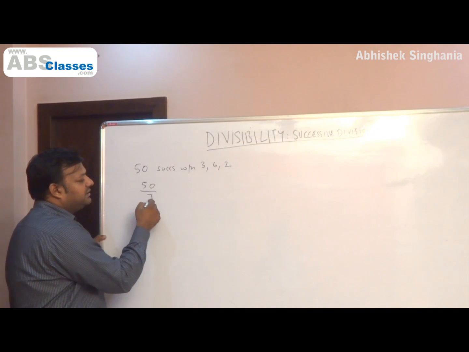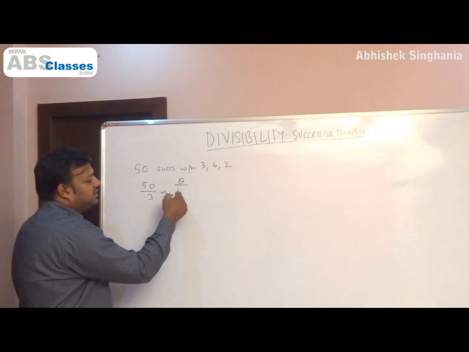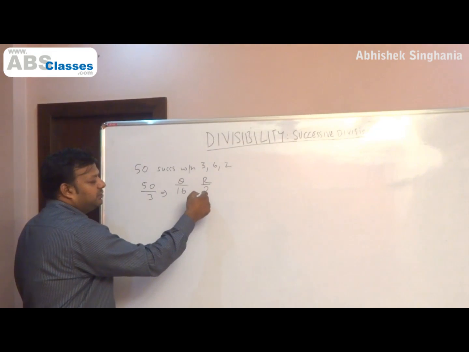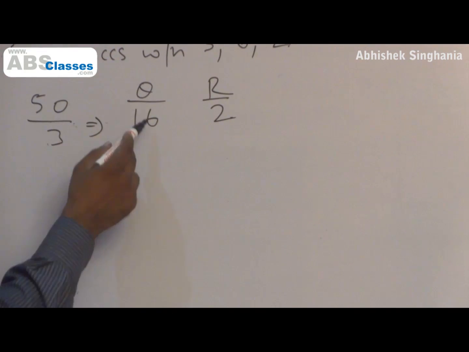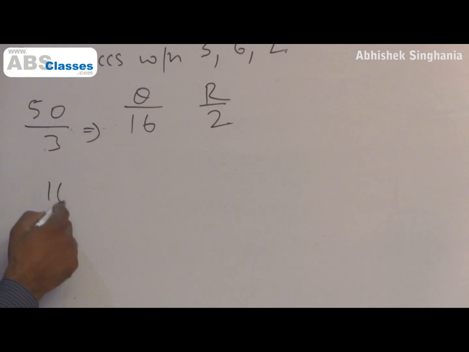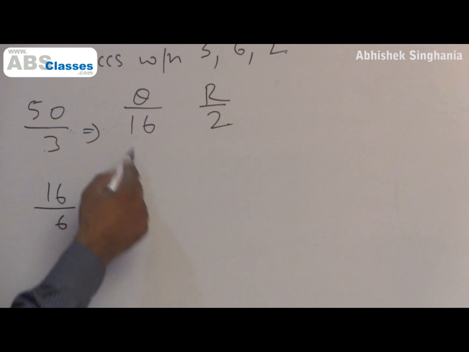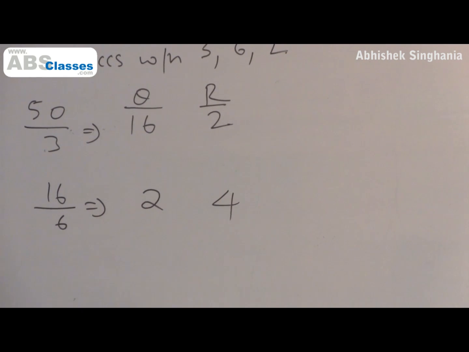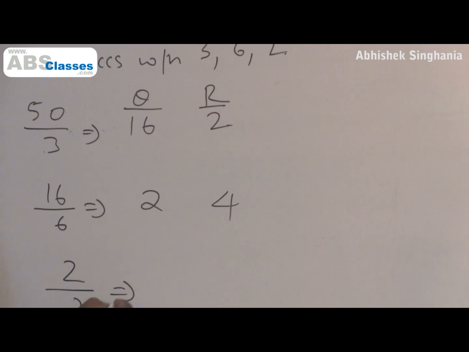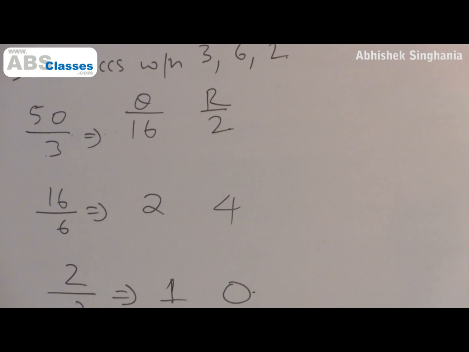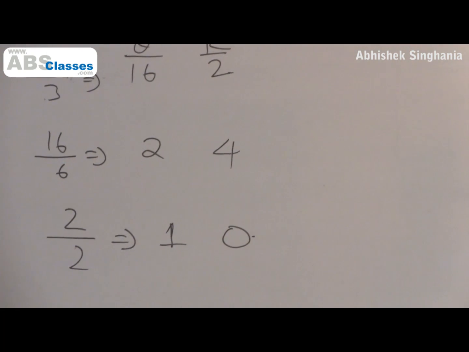If you divide 50 by 3, your quotient is 16 and your remainder is 2. Now in the next case, you won't divide 50 with 6. You will divide the quotient of the previous operation, 16, with 6. So your quotient will be 2, remainder is 4. Finally, you will divide the quotient of the previous step, 2, by 2. So your quotient is 1, remainder is 0. Alright? So this is what we call successive division.